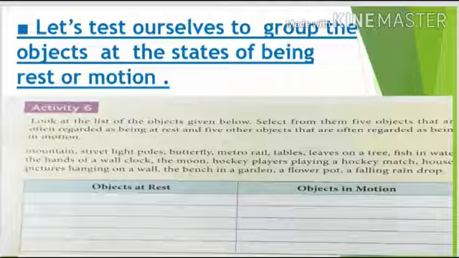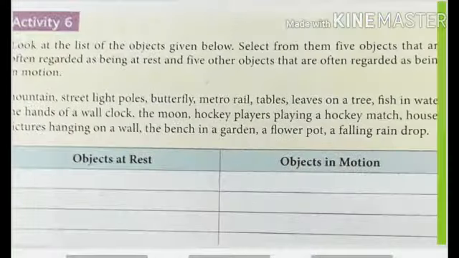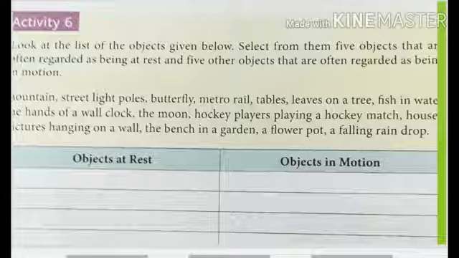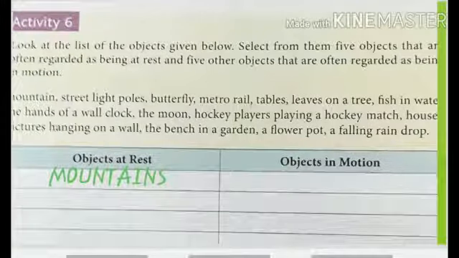Mountains, street light poles, butterfly, metro rail, tables, leaves on a tree, fish in water, the hands of a wall clock, the moon, hockey players playing a hockey match, houses, pictures hanging on a wall, the bench in a garden, a flower pot, and a falling raindrop. Very good activity that will explain everything in your mind.